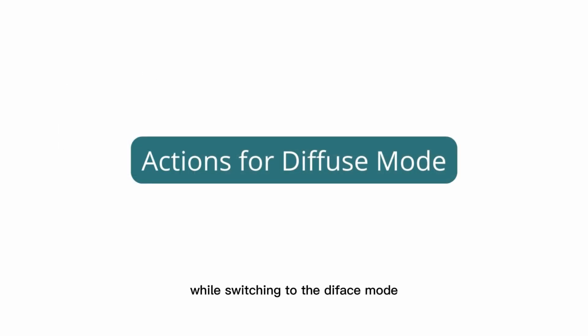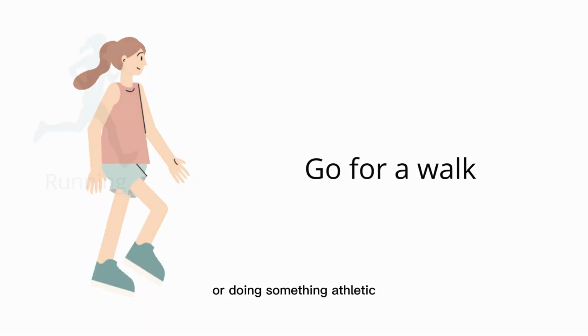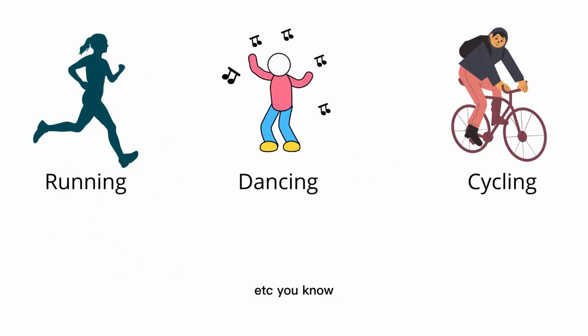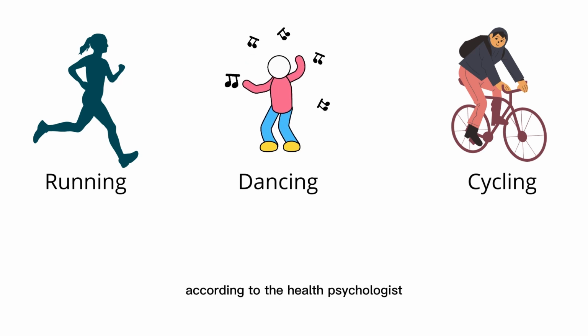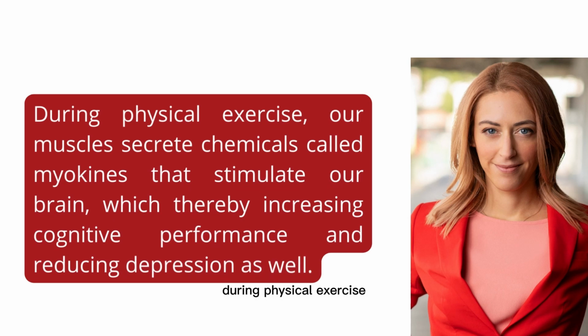So while switching to the diffuse mode, the first thing you could do could be going for a walk or doing something athletic like running, dancing, cycling, etc. According to the health psychologist Kelly McGonigal, during physical exercise, your muscles secrete chemicals called myokines that stimulate your brain, which thereby increases your cognitive performance and also helps to reduce depression.